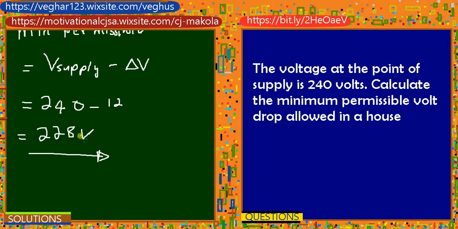This is how we calculate the voltage that will be allowable, so as not to exceed this voltage drop. So when you check the voltage at the terminal, you must find that it is 228 volts.